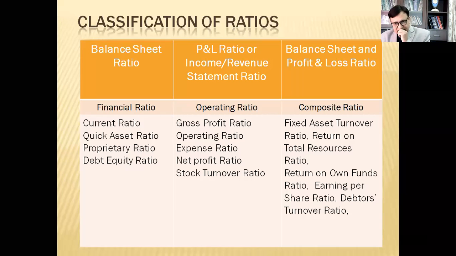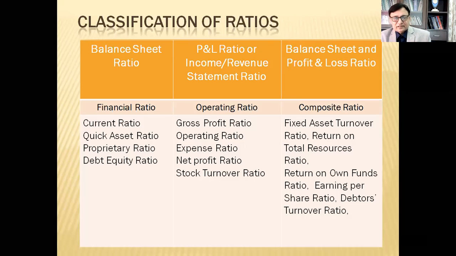For example, thirdly, we have fixed assets turnover ratio. This is a composite. On the one hand, we have taken fixed assets; on the other hand, they are related to sales. We want to have the efficiency of the fixed asset turnover. Similarly, return on total resources: how much return you have earned on the total assets of the concern, how much return you have earned on the proprietor's fund, that is own fund, and what is the earning per share in relation to the profit.